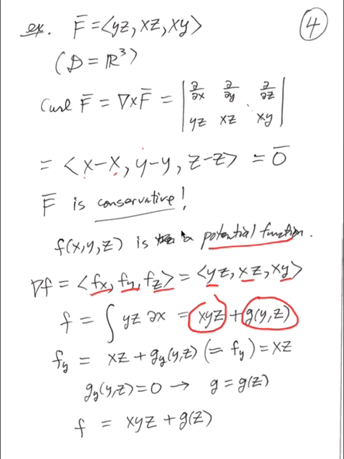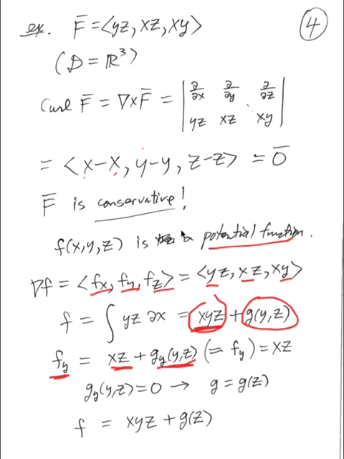Okay, now I thought about doing it this way. Let's go ahead and differentiate. Now I have kind of a general form for f, right? I'm going to differentiate it with respect to y. What would we get if you differentiated this with respect to y? Right here, you would get xz. Right here, you would get g sub y of y, z. That's the partial derivative of g with respect to y.